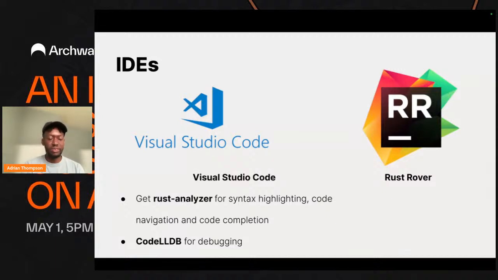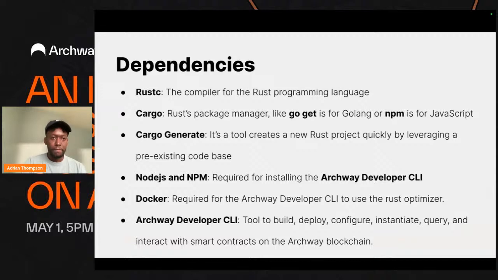Rust Analyzer is one of the primary plugins if you want syntax highlighting, code navigation, and code completion capabilities, and then CodeLLDB for debugging. Visual Studio Code is what I use. So these are the primary dependencies when you're building smart contracts on top of Archway.